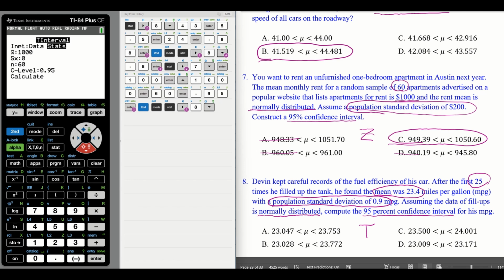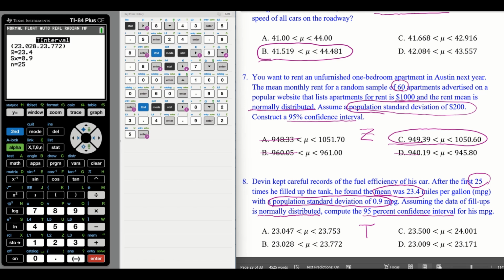We go down. So our mean is 23.4, arrow down. Now we have to go with the population deviation, replace. So we're going to replace the 0.9. And always look over, it says Sx. That means sample deviation. This plain x, remember x bars are mean, this plain x is replacing the sigma for the standard deviation symbol. And put in our 25, enter, and we have 0.95.